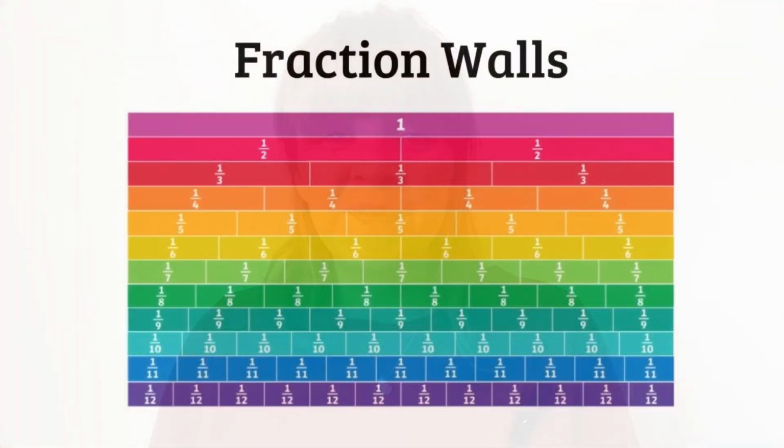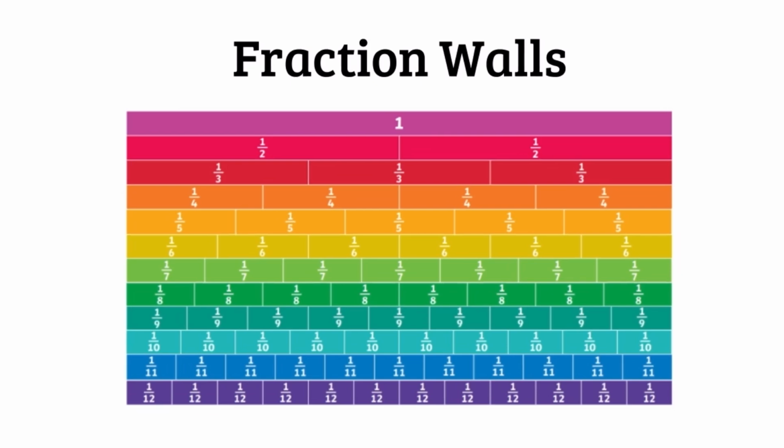Let's go and take a look and see what we're doing. In this short lesson, we're going to look at fraction walls. Fraction walls are a pictorial way of showing us how different fractions can be equal to other fractions. Here is an example of a fraction wall that you can find online. There's loads that you can print out, and they can help us to find equivalent fractions.